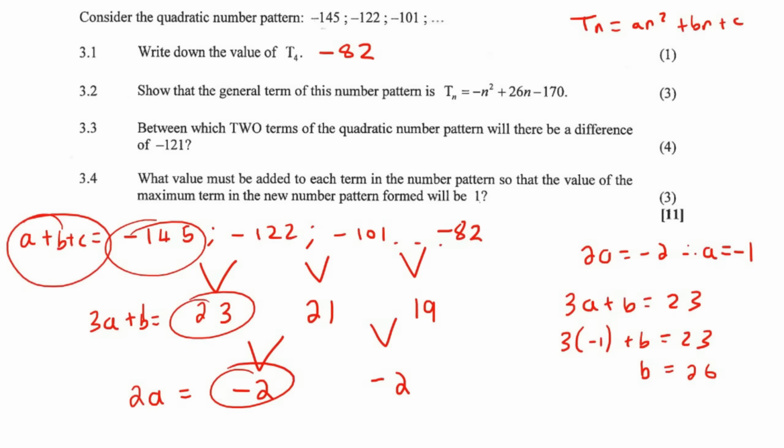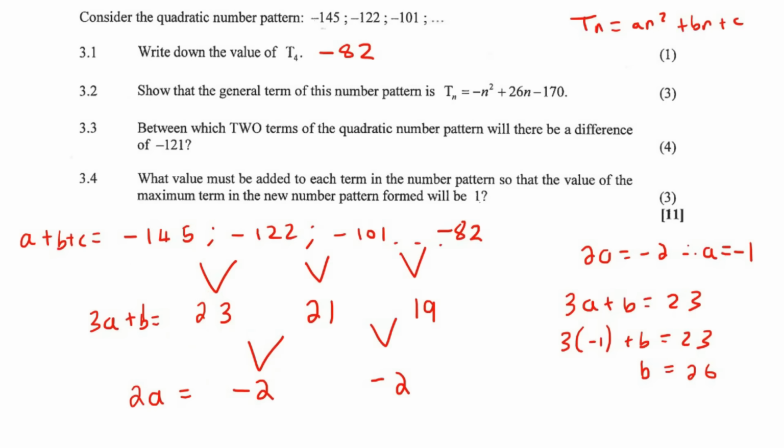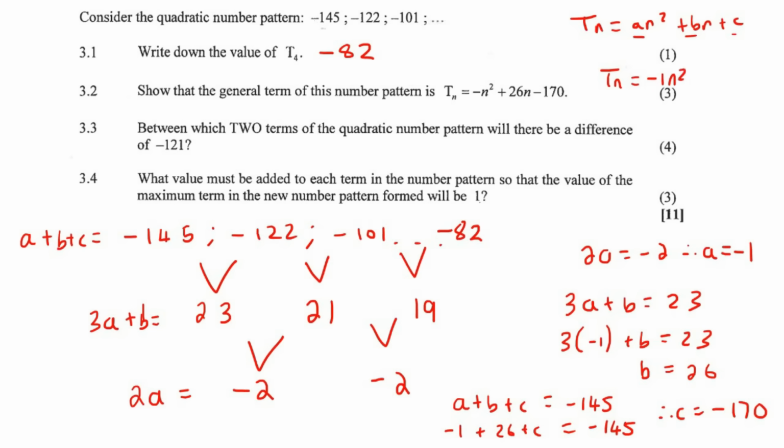And now we can go to this last little formula, which is a plus b plus c equals minus 145. And so we already have a as minus 1. We have b as 26. And then we've got that. And so then we can solve for c, and we should get minus 170. So now we have a, b, and c, so we can just go fill that in over there. So Tn would be equal to negative 1, 26, and minus 170. And that's the formula that they asked us to find.